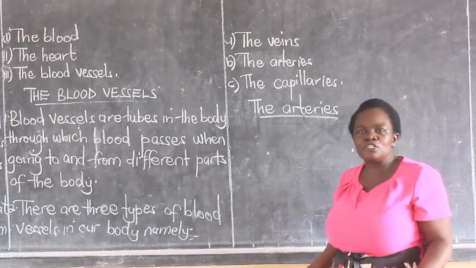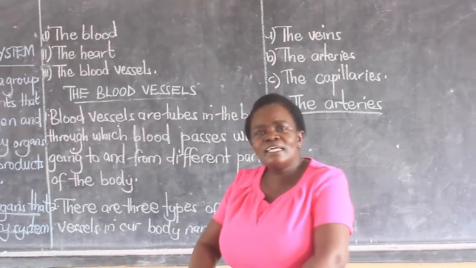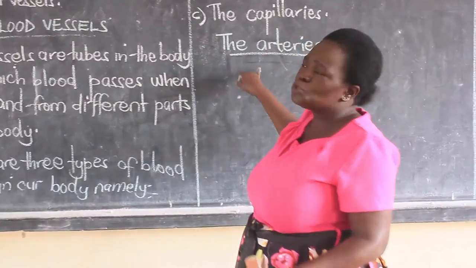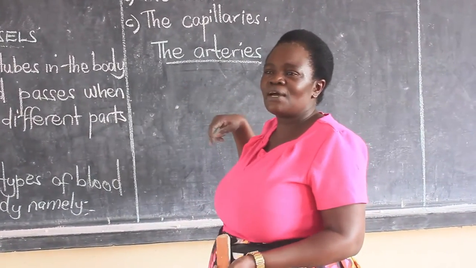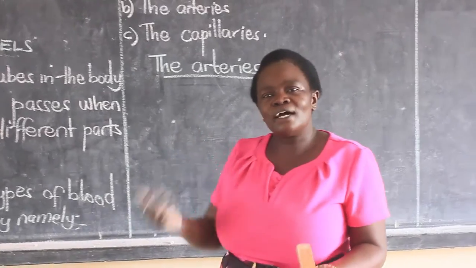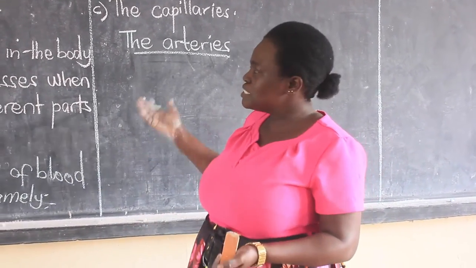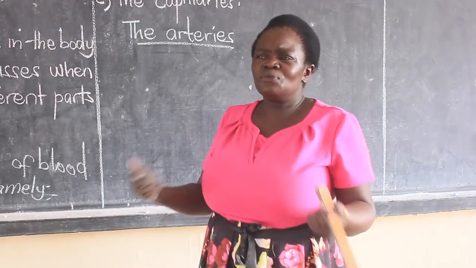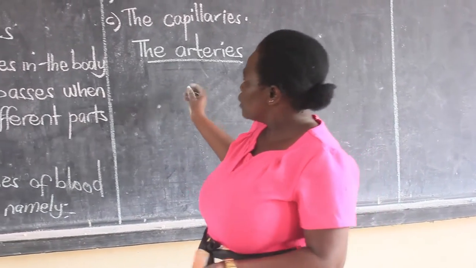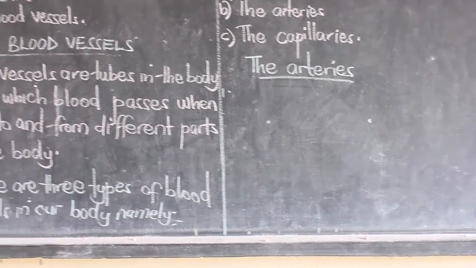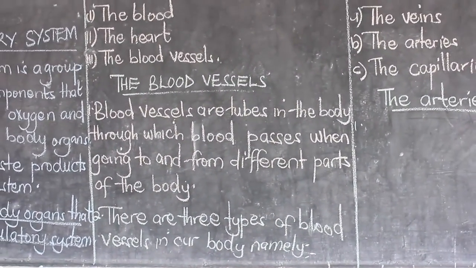Now, what are these arteries? We know they are blood vessels. What do they do in the body? What are their functions? How do they look like? And everything. Now, we are going to go into the details of the arteries. We want to find out, what are arteries? How do they look like? What do these blood vessels do? Why do we have them in our body? So, we are going to start with number one.